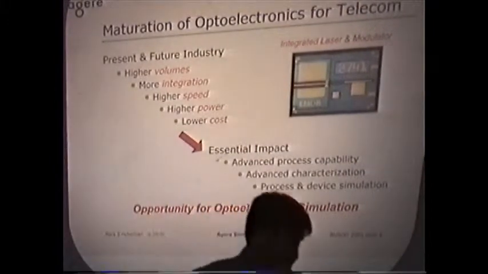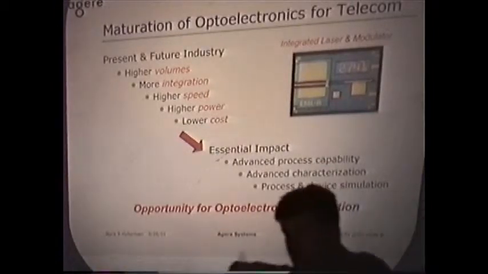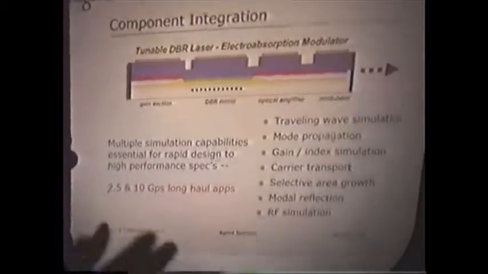All right, going forward from here, that was kind of the big picture. What I want to do now is spend one view graph just outlining what the simulation issues are that underpin each of these big picture issues, namely integration, speed, power, and cost. Let me start with integration.